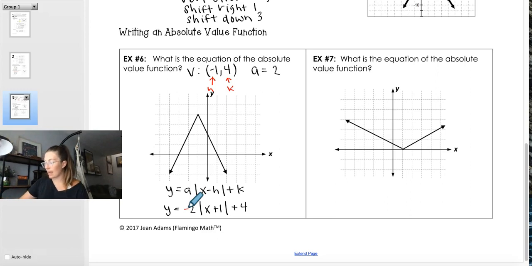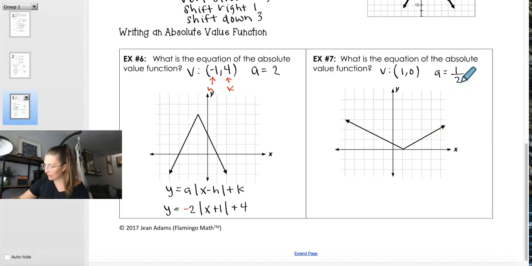Alright, so for this guy, vertex is at 1, 0. A value, hopefully you guys were able to figure out your A value. This one is going over 1, up a half, over 1, up a half, over 1, up a half. It was squished, which means it was shrunk. So my A value is 1/2.